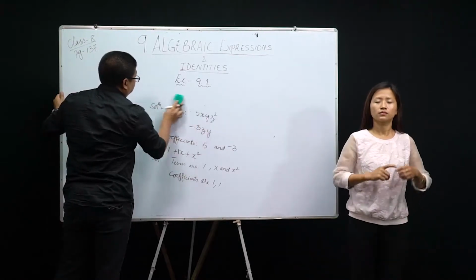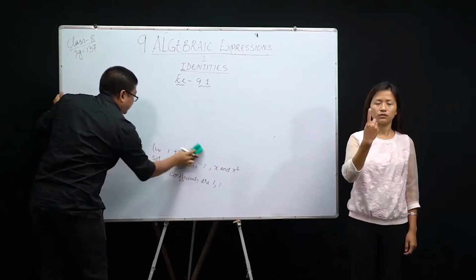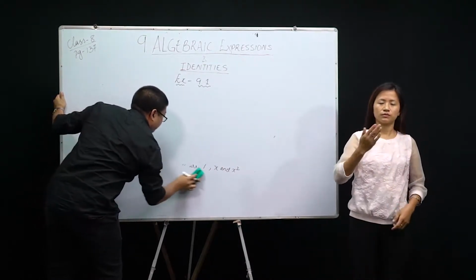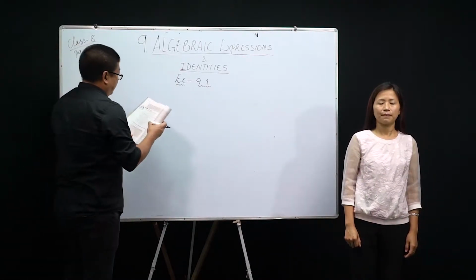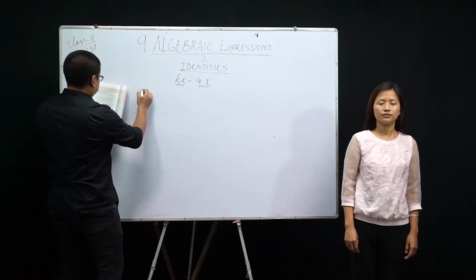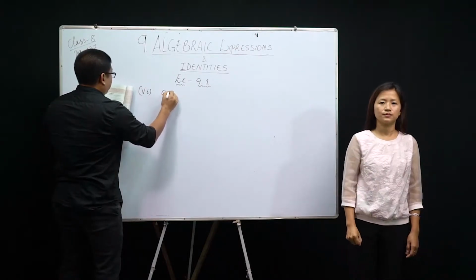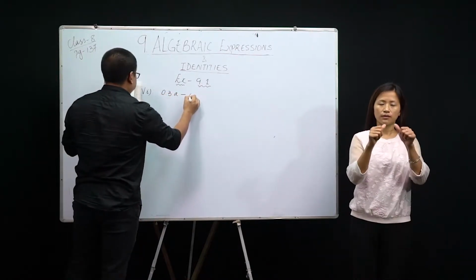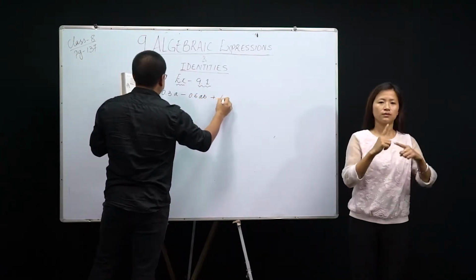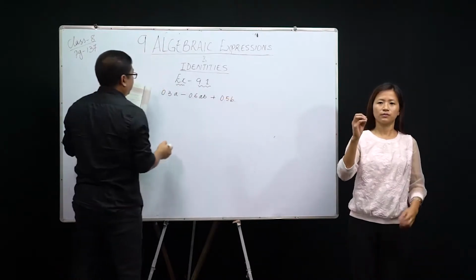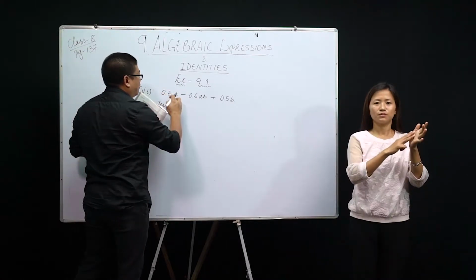Let's look at the next question. One more example before we move on to the next. Let's look at question number 6. 0.3a minus 0.6ab plus 0.5b. Here your terms are, first identify them, 1, 2, 3.